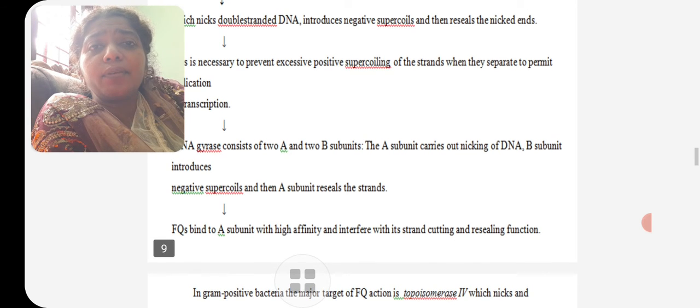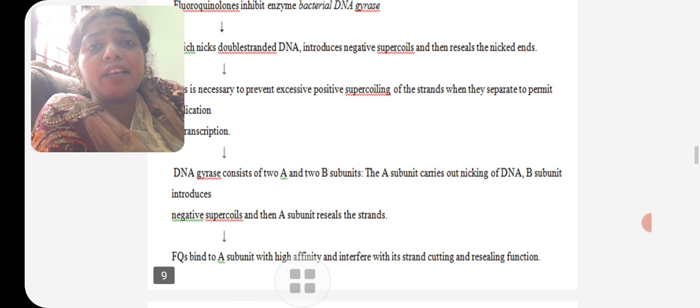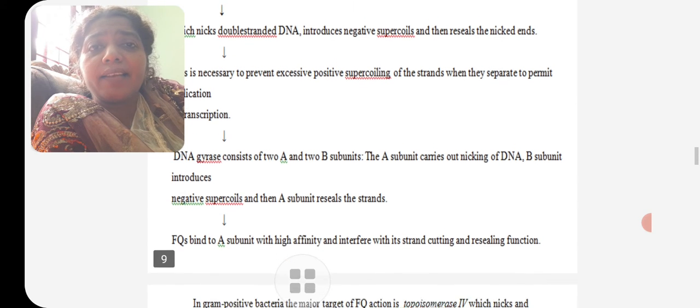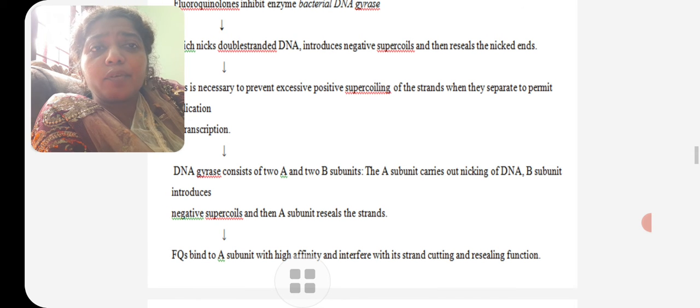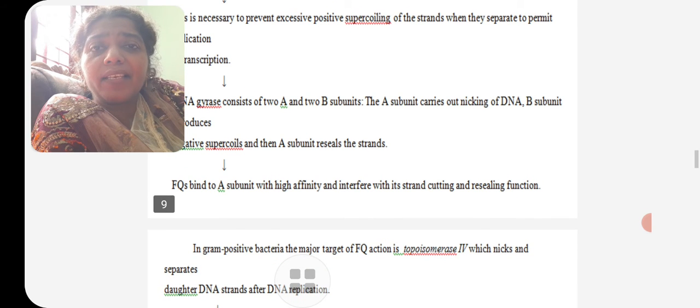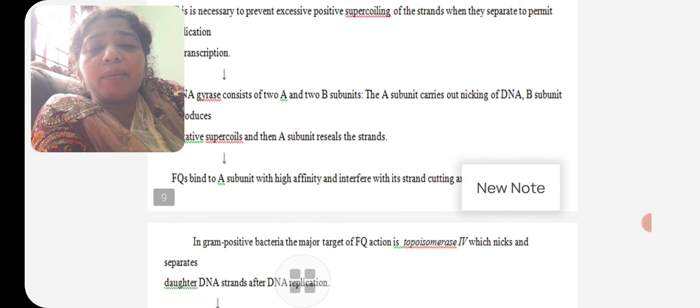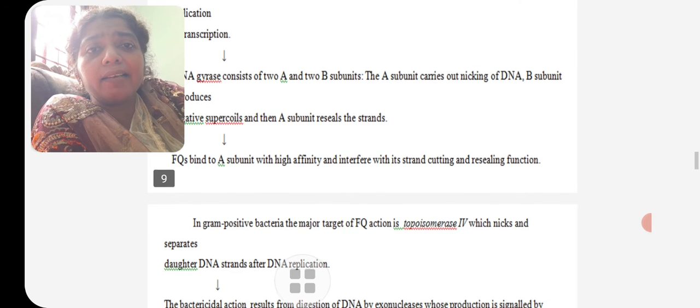So what's the role of DNA gyrase? DNA gyrase will be cutting the double-stranded DNA, introducing negative supercoils and then resealing the nicks. This is necessary to prevent the excess positive supercoiling of the strands when they separate to permit transcription or replication. It has 2 A subunits and 2 B subunits. The A subunit carries out the nicking function, and the B subunit introduces the negative supercoil, and then the A subunit reseals the nicks.